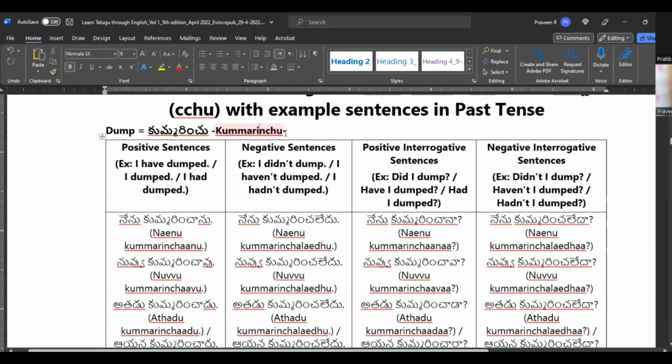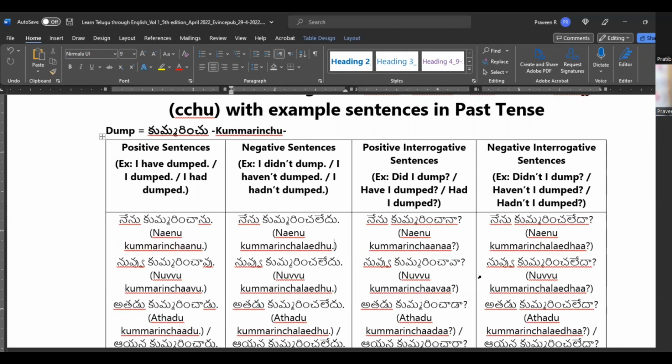Okay, so let's see the next one. Here imagine there is a word anumatinchu. So kummarinchu became kummarinchanaa. So similarly, can you make anumatinchu? No need to read the subject, just say only the first one. Anumatinchanaa. Yes, perfect. Okay, now look at here. Kummarinchaledu became kummarinchaledaa. Similarly, anumatinchaledu becomes what? Anumatinchaledaa. Perfect.